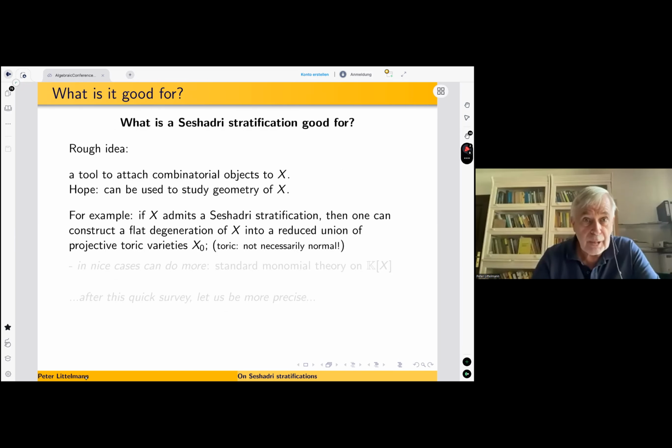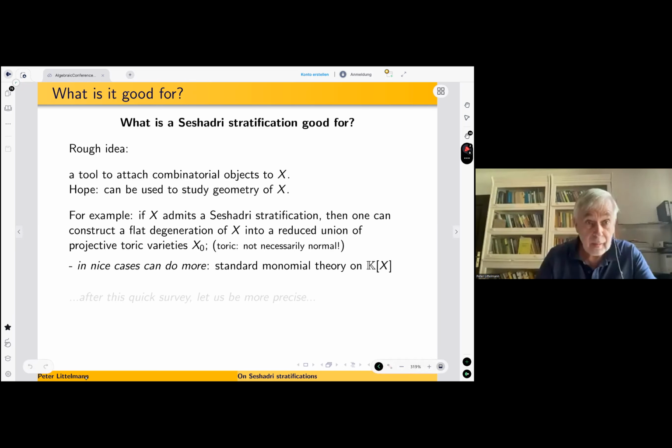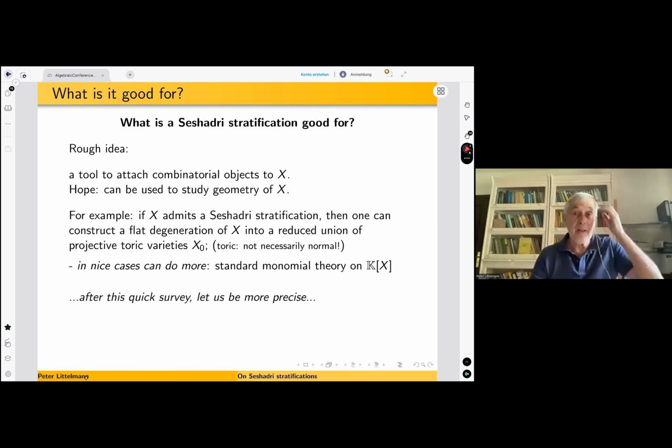Here, please note that toric variety means, of course, it's an irreducible variety, but toric does for me not imply that the variety is normal. Actually, in general, the degenerate variety will not be normal. In nice cases, one can even do more. For example, one can construct a standard monomial theory for the homogeneous coordinate ring of the embedded variety. After this quick survey, let us now be a bit more precise.